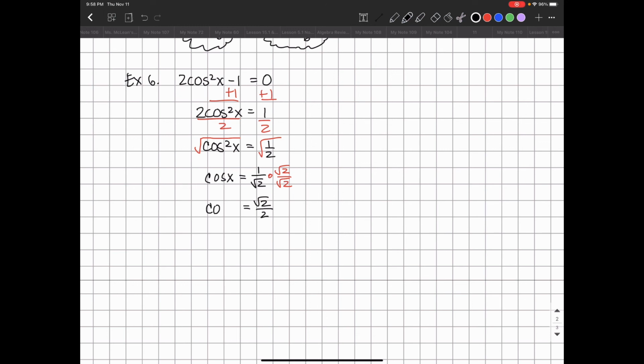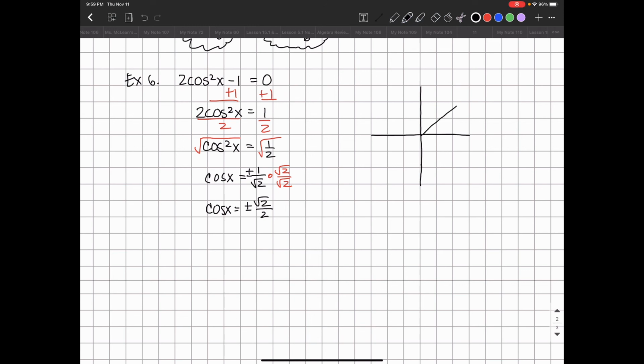So cosine of x equals... I forgot to include the positive and negative because I took the square root. So don't forget to include, when you take the square root yourself, the positive and the negative version. So I have 2 things here. Again, like I did last time, I solve for both the positive and negative.